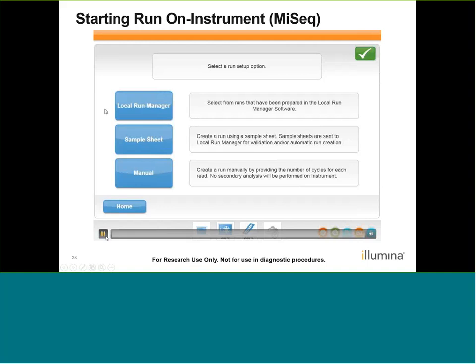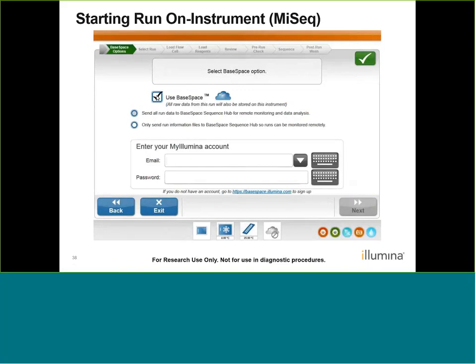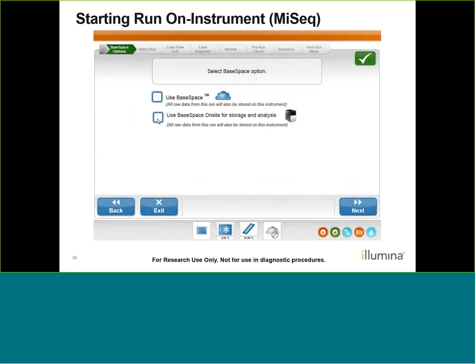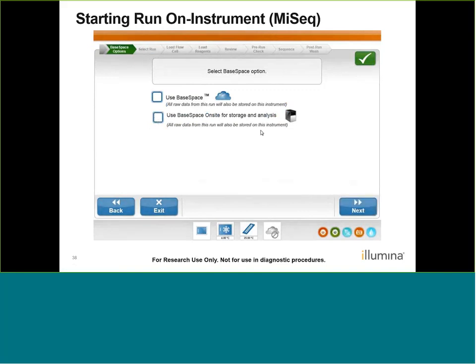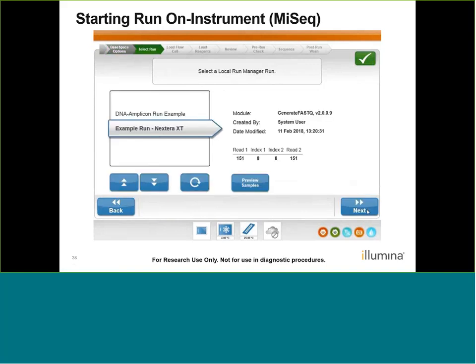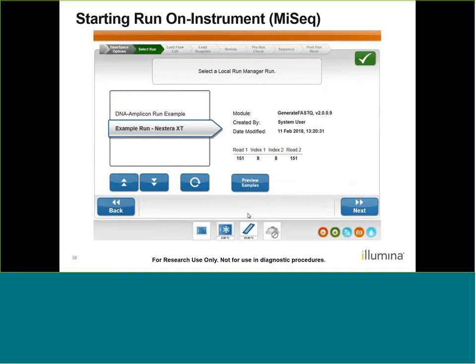Let's take a look at Local Run Manager mode. Here we're going to select that mode. We have the option to use BaseSpace after we select the mode we're running in. You would put in your account to log in. If you have a BaseSpace on site, you can use that option as well. For this example, we're not using BaseSpace, so we're just continuing. We're going to select the run. You can either tap on the touch screen to select the run you want, or use the up and down buttons to select your run. You can also preview the different samples, make sure everything is correct, and this is the correct run that you want to select. If it is, you can click on Next.